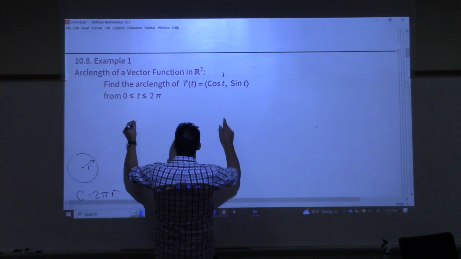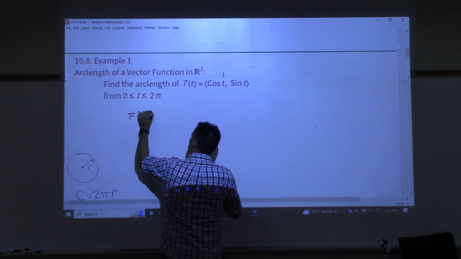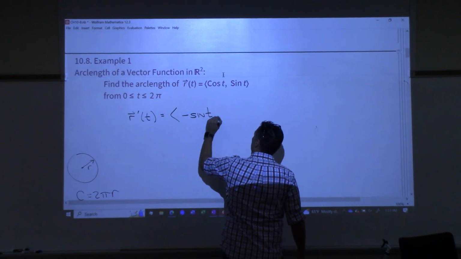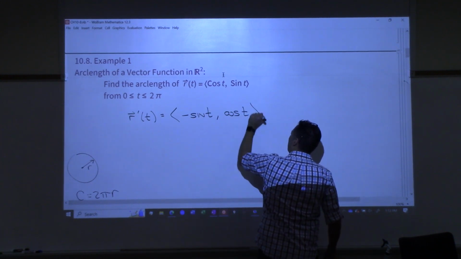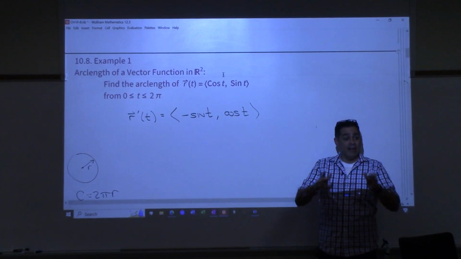So first things first, I'm going to take my vector function r of t and take its derivative. And derivatives of vector functions are pretty straightforward. We just take the derivative of each component function, right? So we need that. Now we need its magnitude.